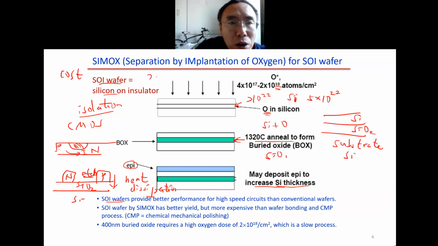A normal wafer may cost $20. An SOI wafer costs $200. So the SOI wafer made by this CMOS process has better yield, but it is more expensive than the wafer bonding and CMP process. This is what we'll talk about in the next slide. A 400 nanometer buried oxide requires a very high dose. With a very high dose, this is a slow process.